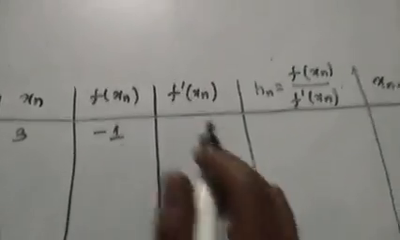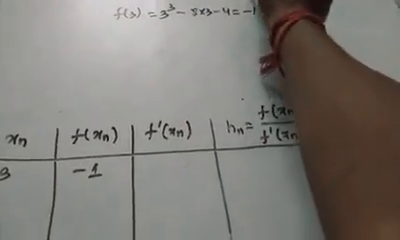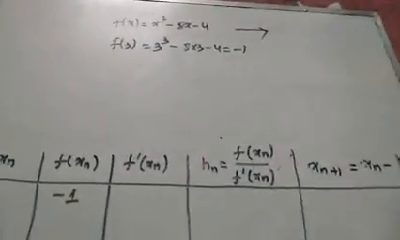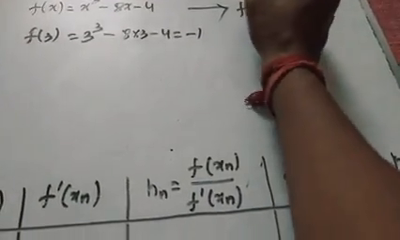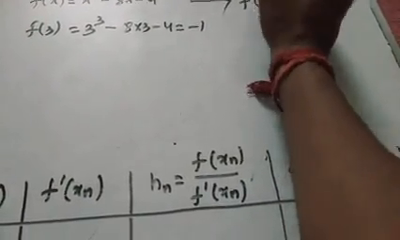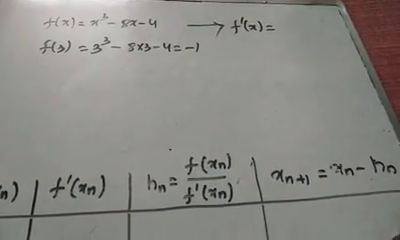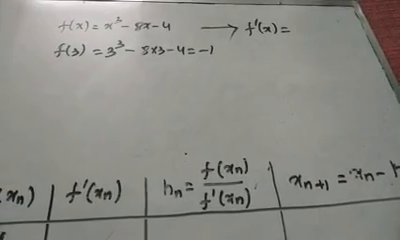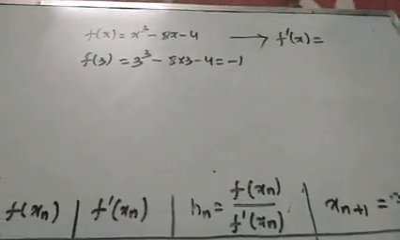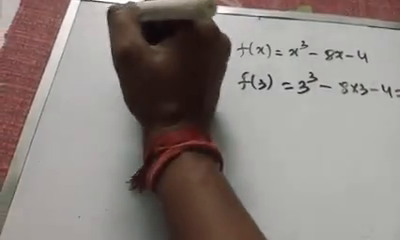Now next we require f dash. Let us first of all find the derivative. Dash means simply derivative. So this is simply f dash of x, the differentiation of f of x. Many students don't know about differentiation also. For the time being, just remember one formula.